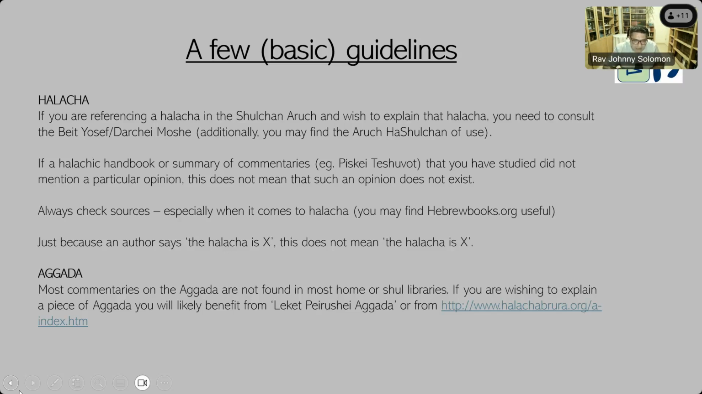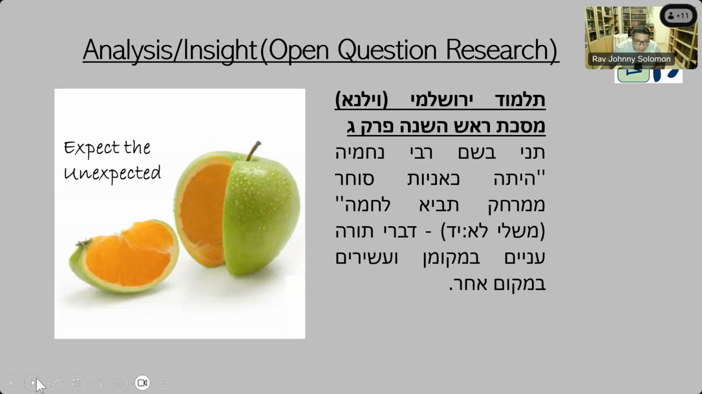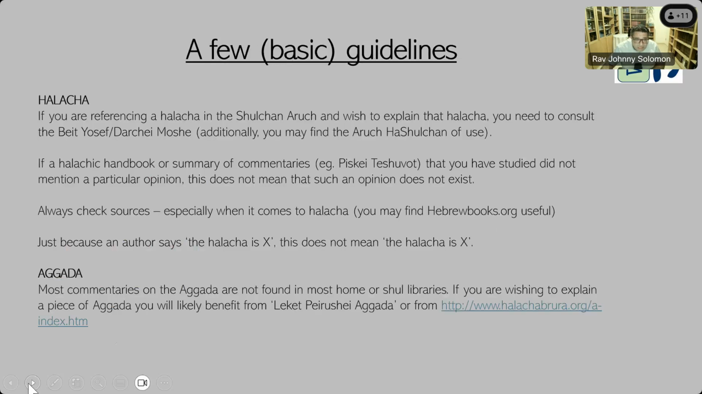a work which collects the opinions of agadata commentaries. So there's a wonderful work by Rabbi Moshe Tzuriel titled Leket Pirushei Agada, which is a 4-volume set, which, by the way, is free, available to be downloaded off HebrewBooks.org. Or there's a wonderful digital database which reviews the opinions of agada commentaries on the website Halacha Brura. But ultimately, if you're looking for a commentary on agadata, you may not necessarily find it in the regular books, because most regular books don't necessarily delve that much into providing explanations on agadata.